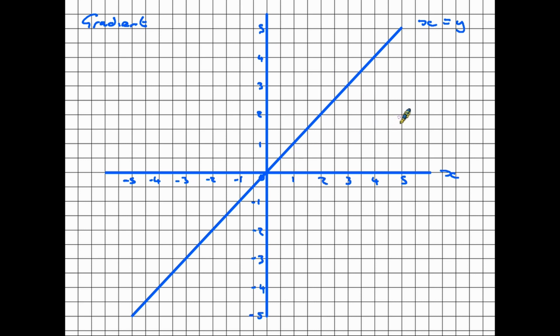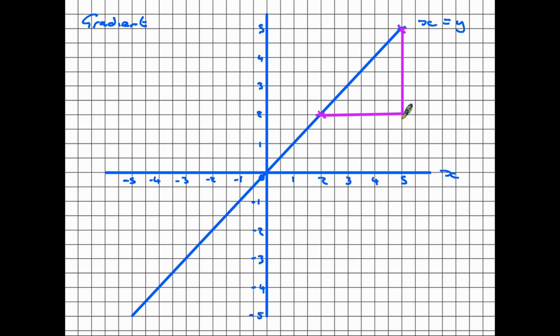To find the gradient of a line, we pick 2 points. And it doesn't matter which points we choose, any which have nice straightforward numbers. So in this case, I'm going to pick the very top of the line, which is at 5, 5. And then let's pick a point down here at 2, 2. To find the gradient, what we need to do is draw 2 more lines. And they need to form a triangle between these 2 points here. So one going across and one going down.